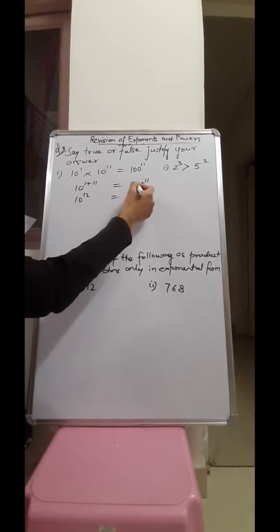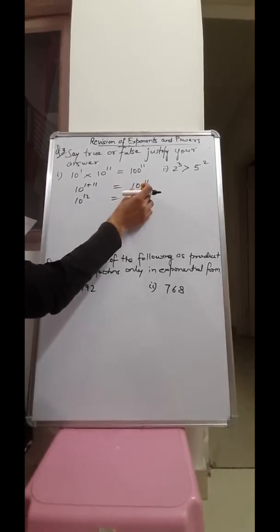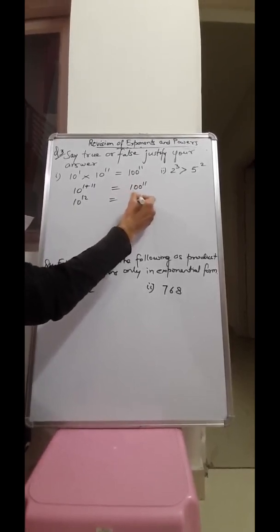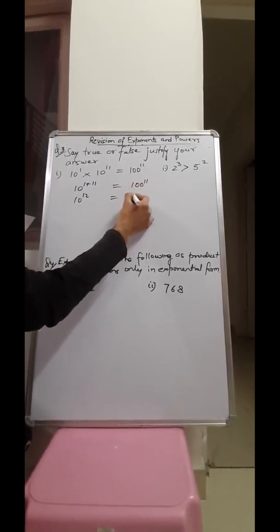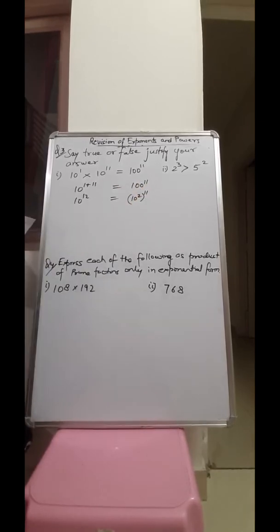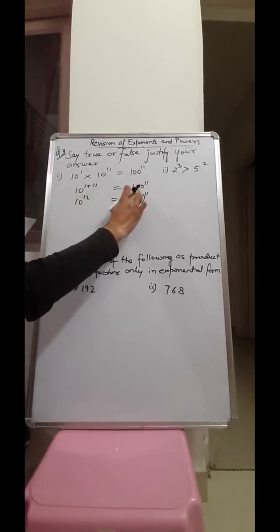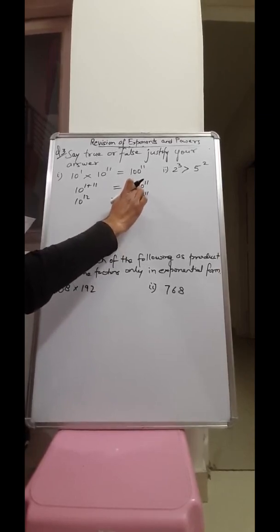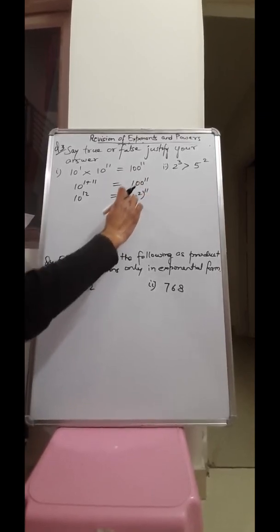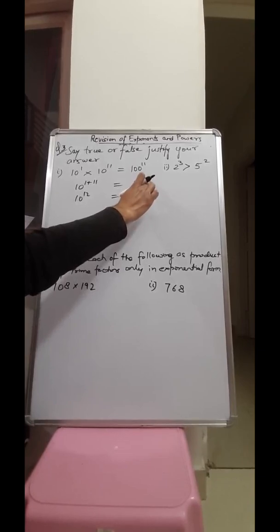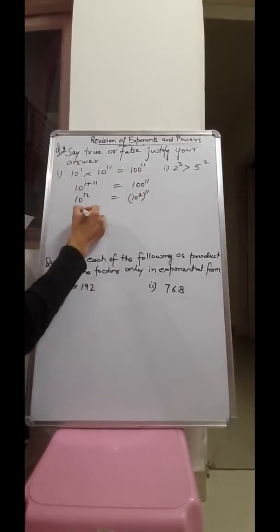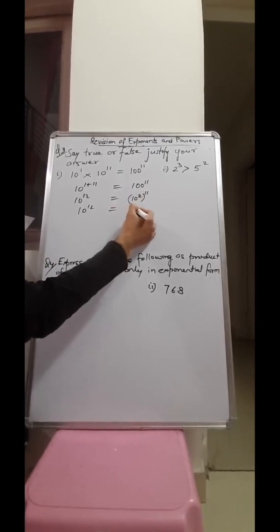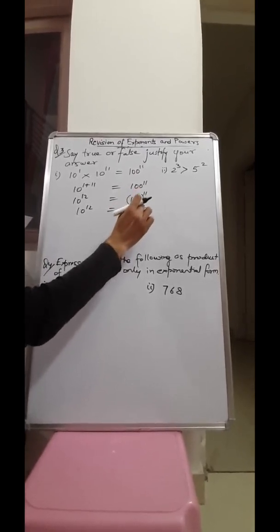So here we can write the base as an exponent. We can write 100 as 10 raised to power 2, whole raised to power 11. Why? Because 10 multiplied by 10 gives you 100. So we can write 100 as 10 raised to power 2 and whole raised to power 11, because earlier the power was 11. So when you open the bracket, it will be 10 raised to power 22, because 2 multiplied by 11 gives you 22.